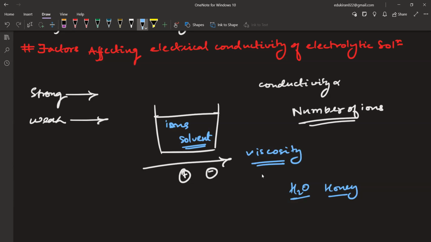So what do you think, will the ions move easily in water or in honey? Water is less viscous and honey is more viscous. In water they can move more easily, right? So the next thing is that the solvent will also affect the conductance. Now, what do you think about the concentration?